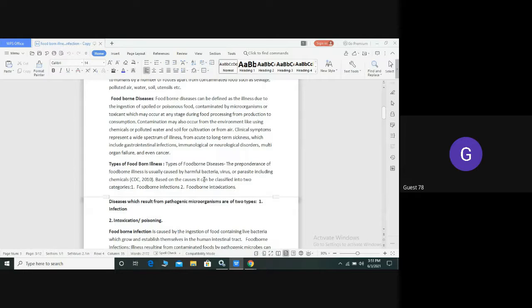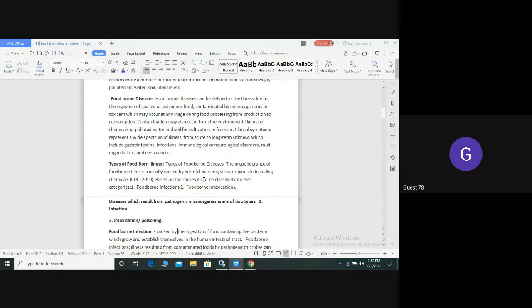When we talk about foodborne illness, it can be defined as illness due to ingestion of contaminated, spoiled or poisonous food, contaminated by microbes or toxicants, which may occur at any stage from production to consumption. When they are growing, when they are being cultivated, when they are transported to the market, when they are transported home from the market, and when they are on our plate. So from production to consumption, these are the situations where bad handling practices can easily transmit microbes to our food.